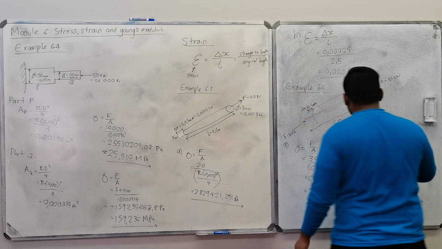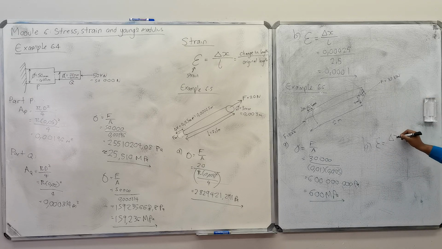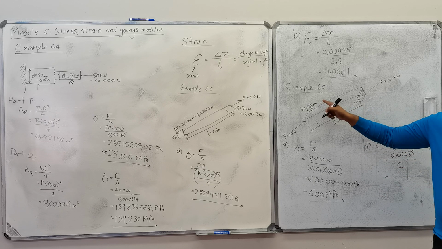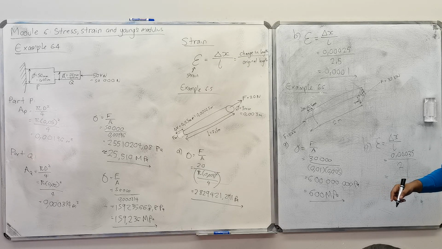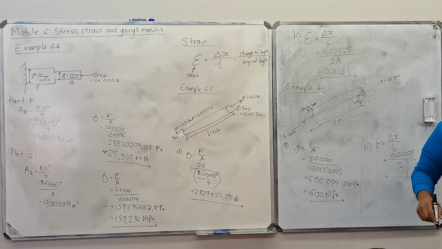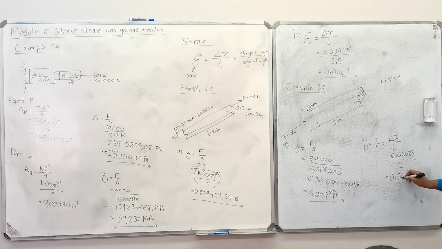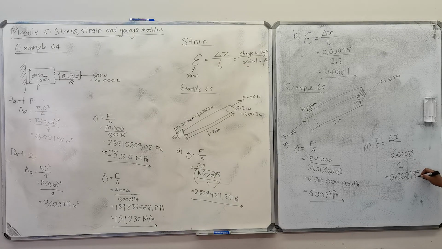Strain is equal to change in length all over original length. Your change in length would have been 0.35 all over 2, which is 0.000175 after converting to meters. Yes, it's right. That's right.